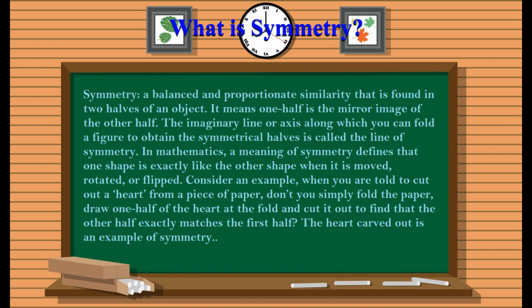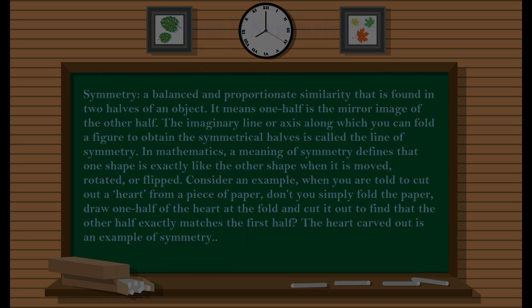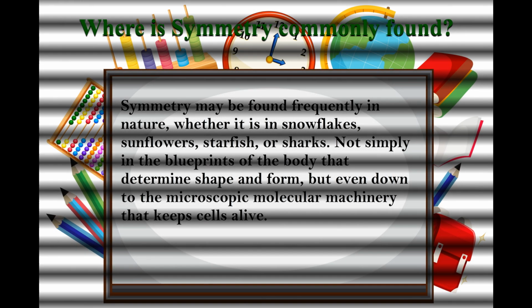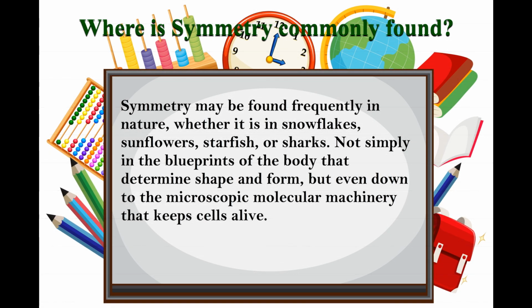If an object is symmetrical, it means that it is equal on both sides. Suppose we fold a paper such that one half of the paper coincides with the other half of the paper, then the paper has symmetry. Symmetry may be found frequently in nature, whether it is in snowflakes, sunflowers, starfish, or sharks, not simply in the blueprints of the body that determine shape and form, but even down to the microscopic molecular machinery that keeps cells alive.